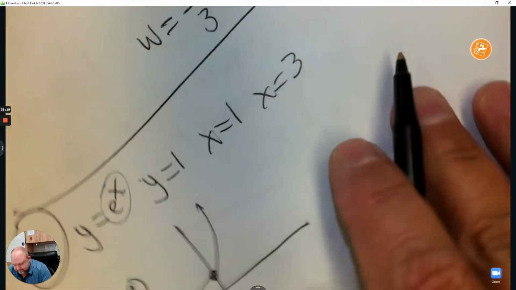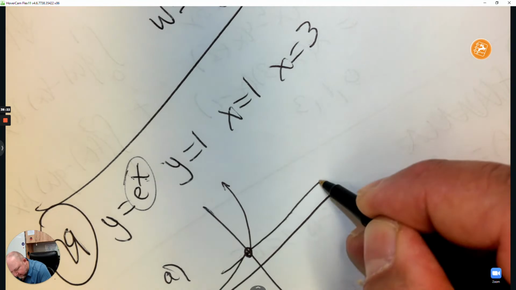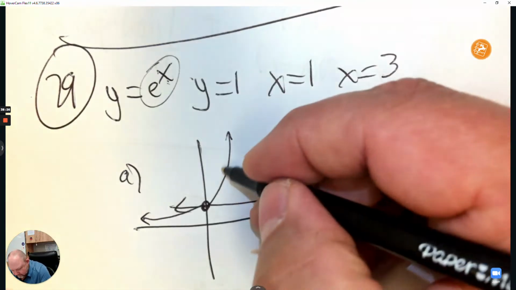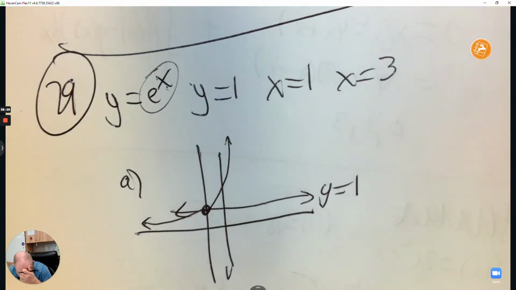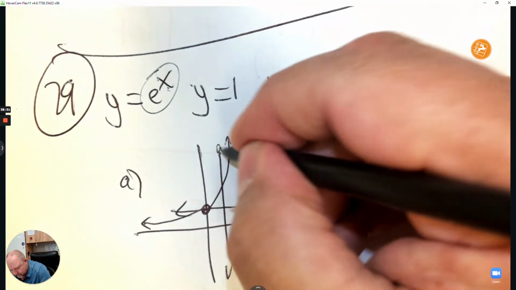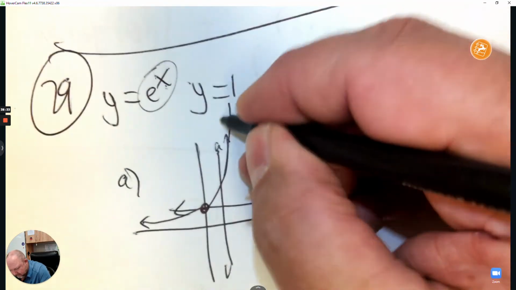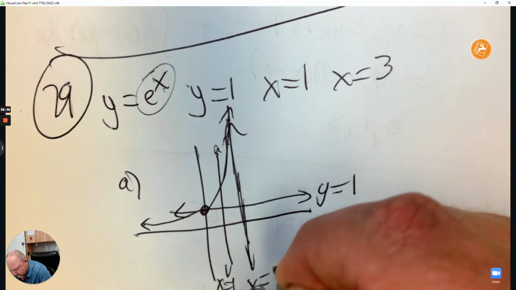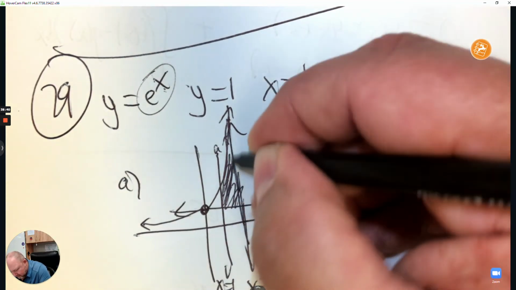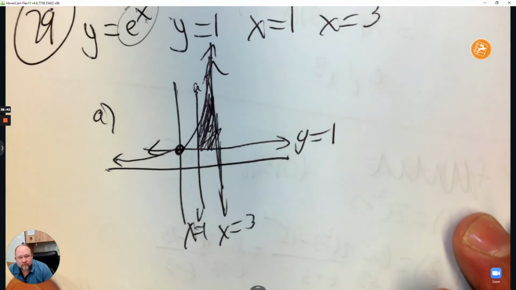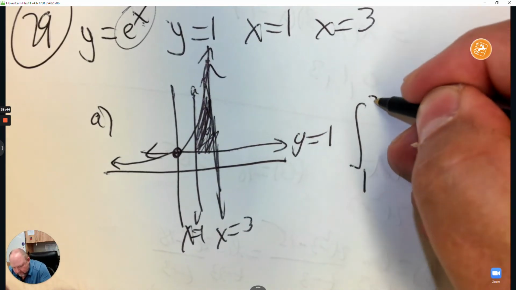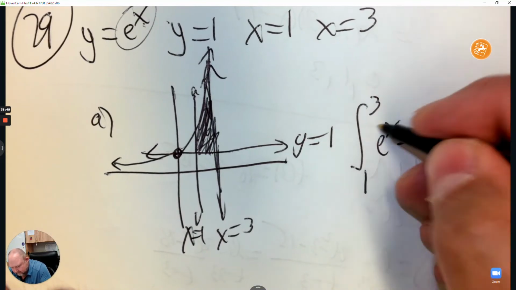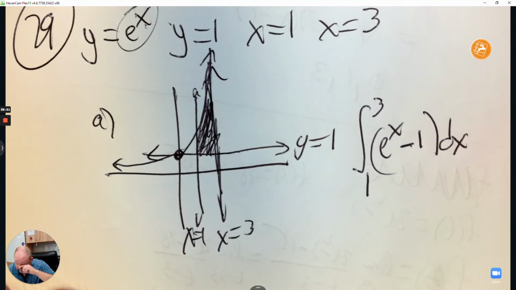Y equals 1. It goes through that point I just did. X equals 1. And then x equals 3. Let's put it over here somewhere. So it's this area right here that we're looking at. I'm going to integrate, obviously, from 1 to 3. Top, subtract bottom. So that's e to the x, subtract 1. And that will give you the area.